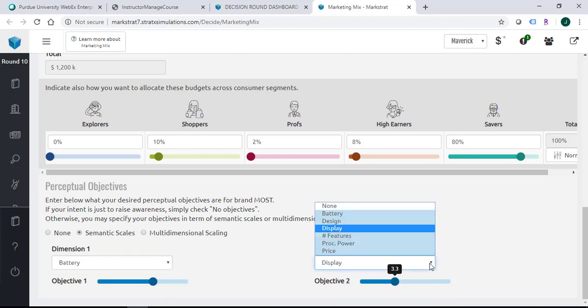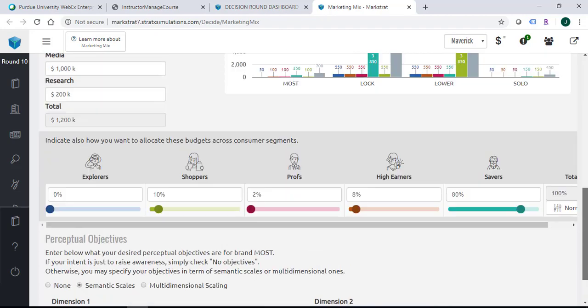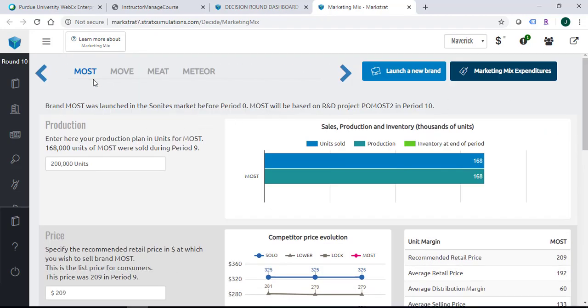For the multidimensional scaling, you can choose 2 dimensions. So you can choose dimension 1 and dimension 2, and those are the focus of your perceptual objectives. So that is all for this Most brand.